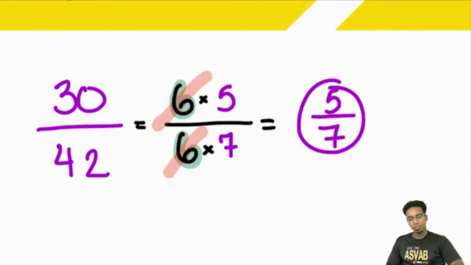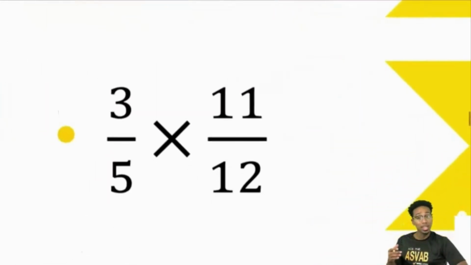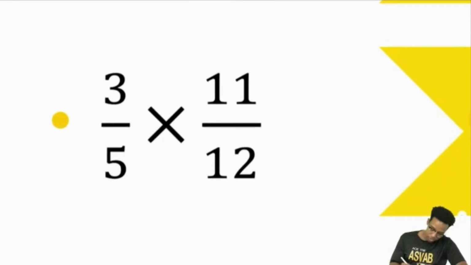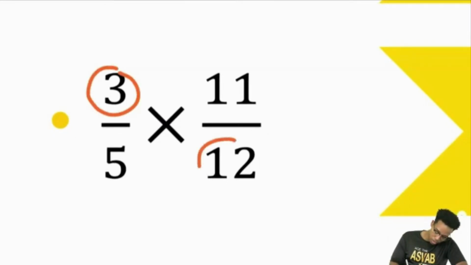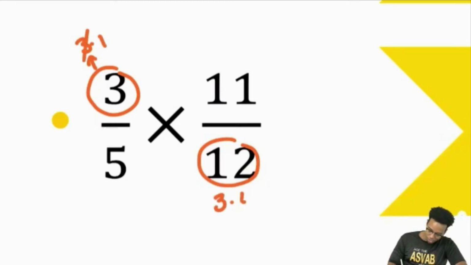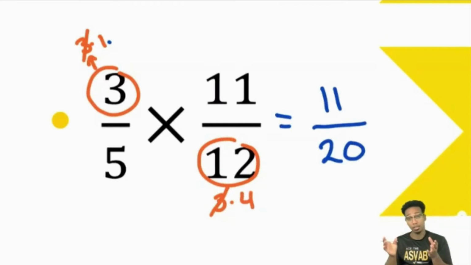Boom. In this case, this is pretty straightforward, but the reason I recommend that you simplify first is because of this. Here you can see that 3 and 12 are both divisible by 3. So 3 times 1, the 3 is gone. This is 3 times 4, the 4 is gone. Now we can just go 1 times 11, which is 11, and 5 times 4, which is 20, and you can be done. That's an easier way to go about it than multiplying straight across.